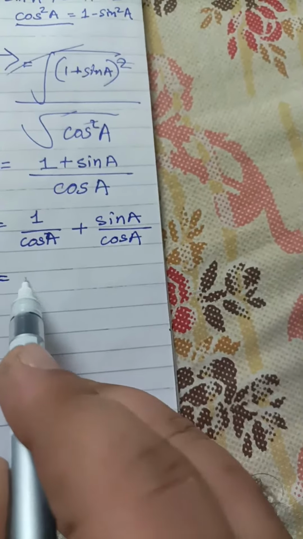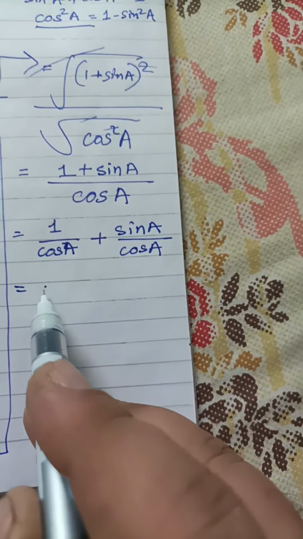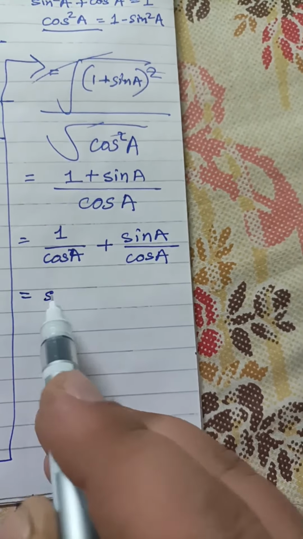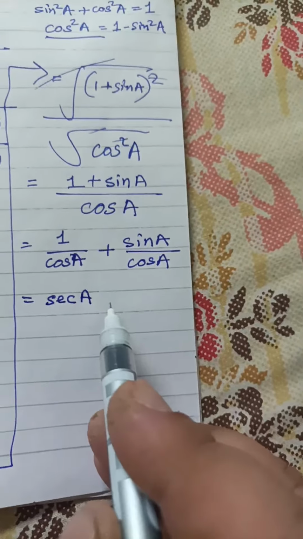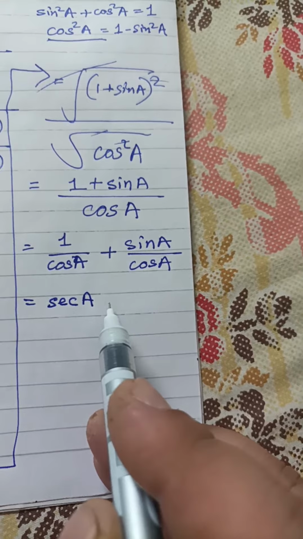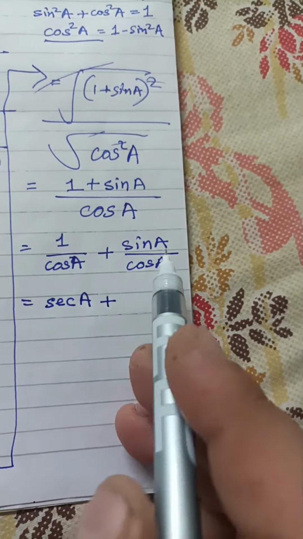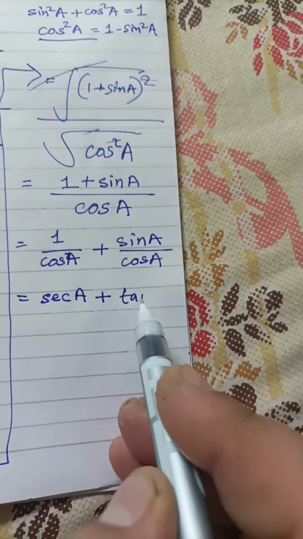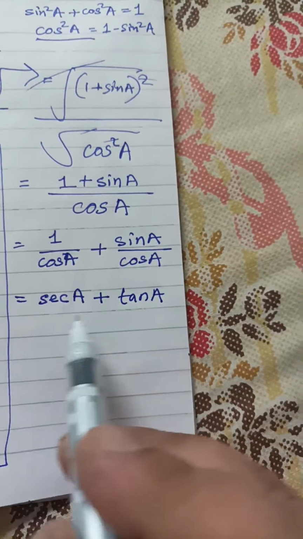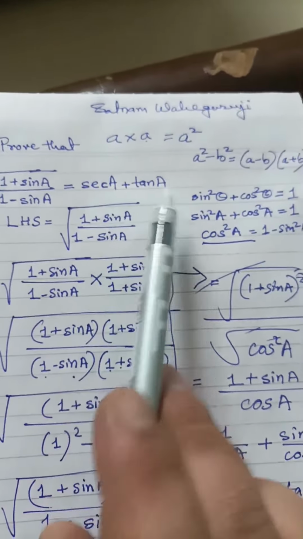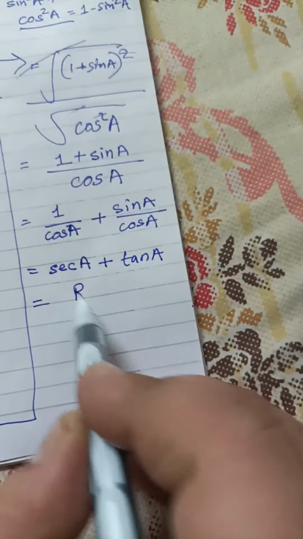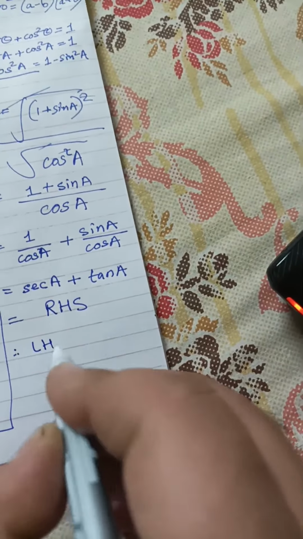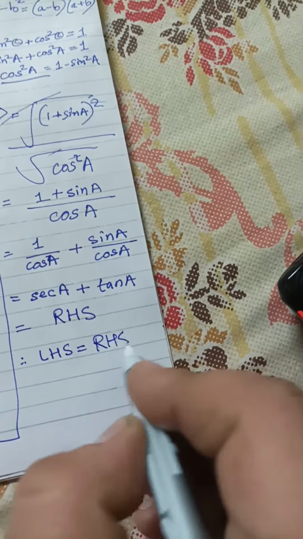Now 1 by cos a. What is 1 by cos a? 1 by cos a is always equal to sec a. This is a trigonometric ratio identity we all know. And sin a by cos a is always tan a. Now you see that we have arrived at our RHS. So this is your RHS, the right hand side. So ultimately we have proved that LHS is equal to RHS.